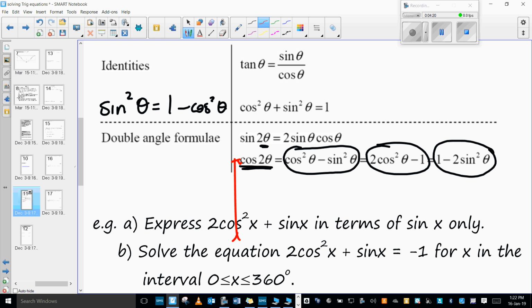You happy with that? What's the difference between identities and never mind. That was a dumb question. Okay.